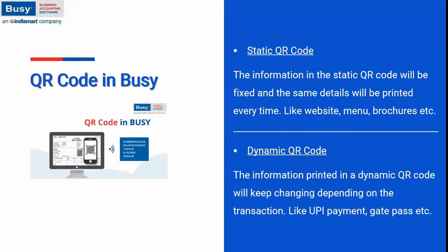Once the scanning has been done, the concerned person will get the information about the invoice. So that is called gate pass. So this type of QR code is available in Busy. By doing the practical session, let me explain in detail about the static and dynamic QR code.